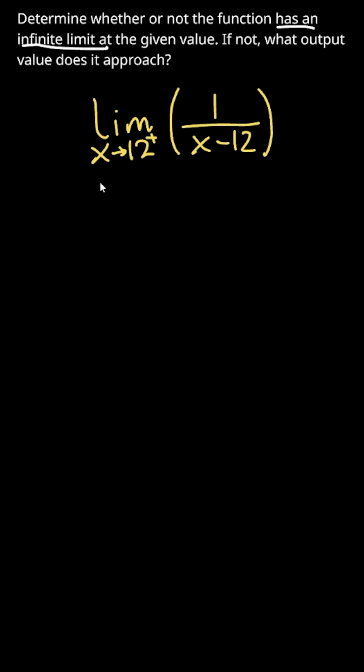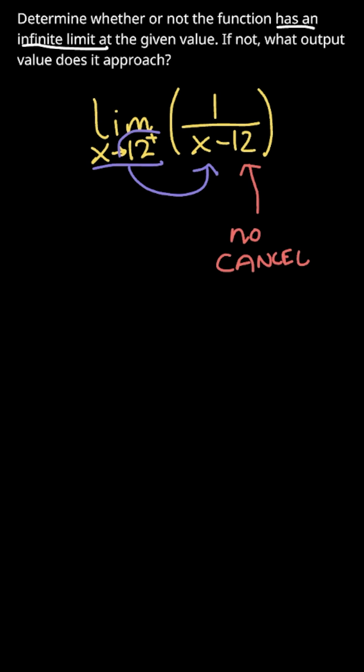So in order to make sure we have everything for the right context, we have to ask ourselves two questions. Number one, can the denominator cancel out with anything in the numerator? Well, in this case, x minus 12 does not have any common factors with 1, so no, there's no canceling out. Then the other question we need to ask is, what happens when I plug in our value of x that we're approaching into our function?